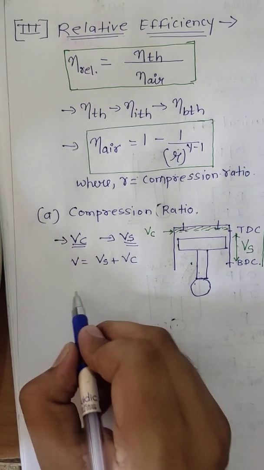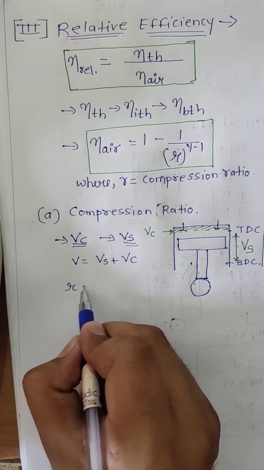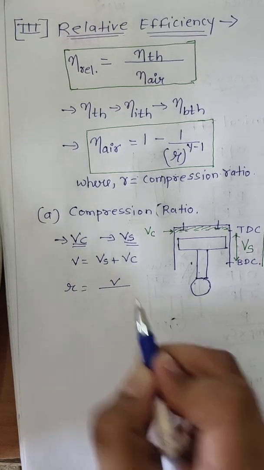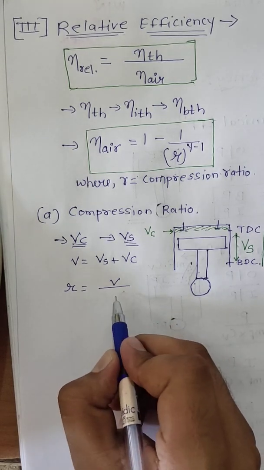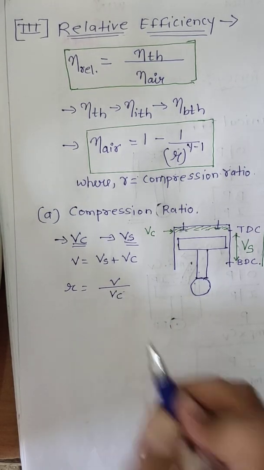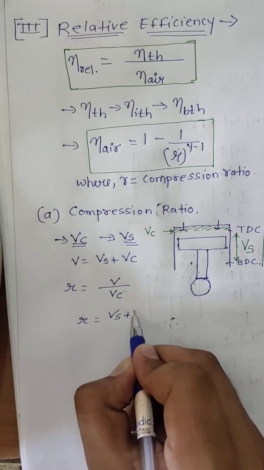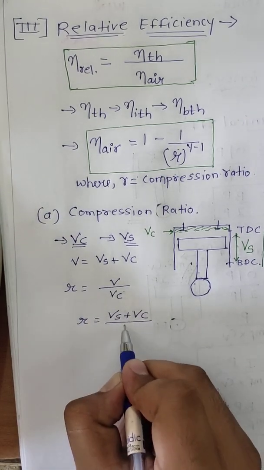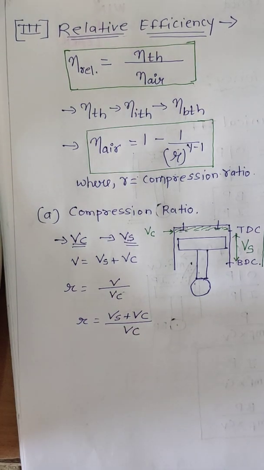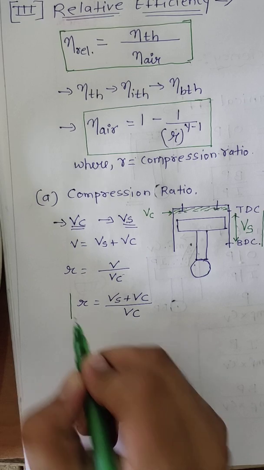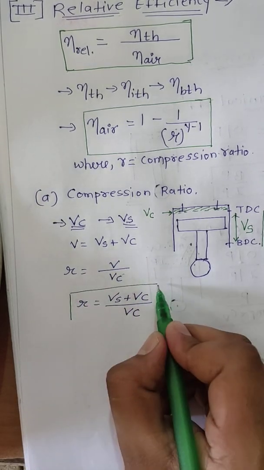So compression ratio, it is denoted by R. It is nothing but the ratio of total volume upon your clearance volume. So how can you write total volume? It is VS plus VC upon VC. Okay, so this is my formula for compression ratio.